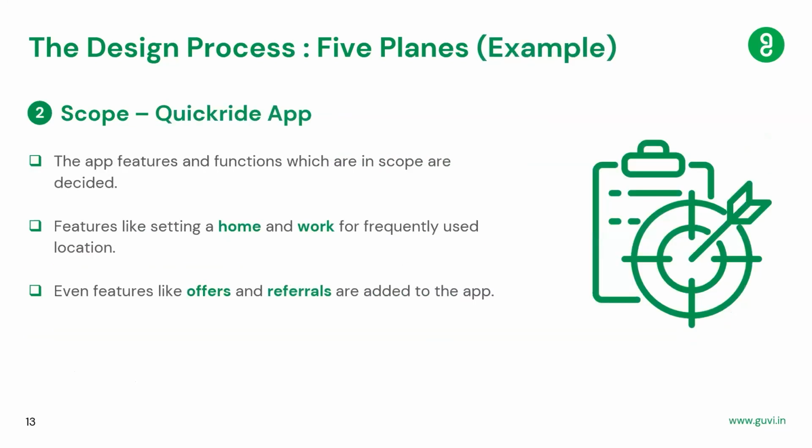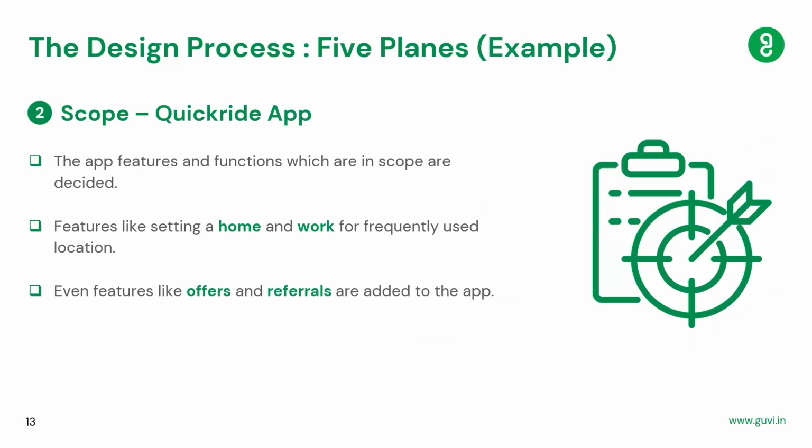For the same example we'll be taking right now, the Quick Ride app, features like setting a home or work for frequently used locations are added to the application. So you don't have to search the map again and again for the same location which you are already traveling to daily. You can set a home or work location easily. It makes life easier, and it saves your time actually.